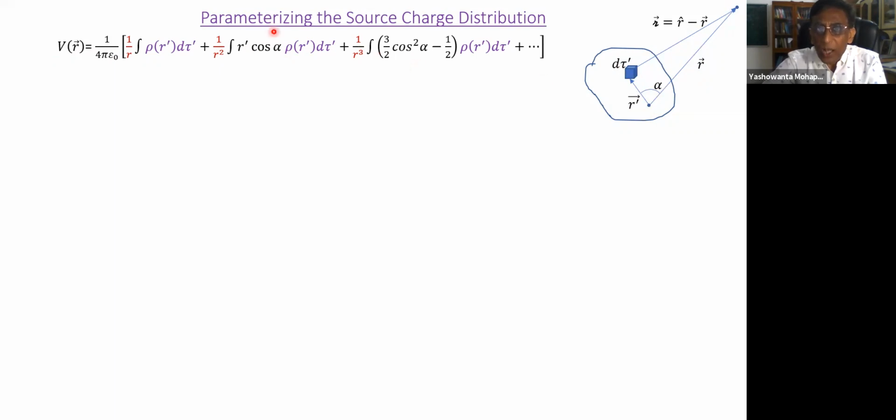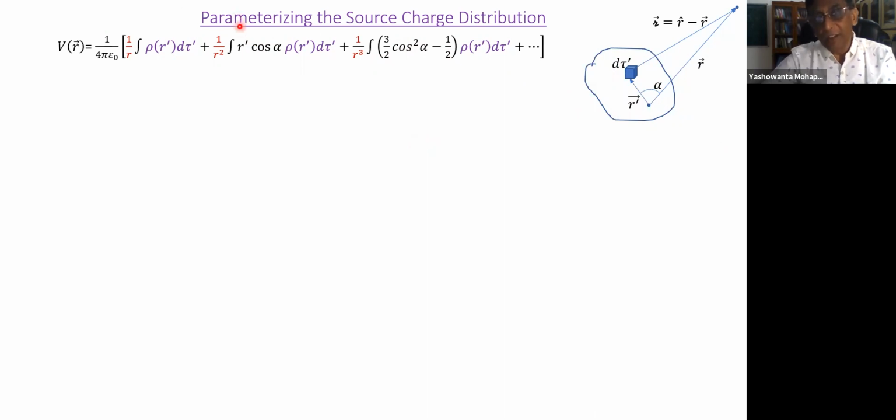So I need to parameterize my charge distribution in terms that I can associate only with the charge distribution, not with where I'm taking the field point. At the moment, if I change my field point here, I have to do my integrations again from the start, with rho prime d tau prime. Can I do something such that I know this charge distribution in these terms, so that for any new point I don't have to again deal with this whole charge distribution?